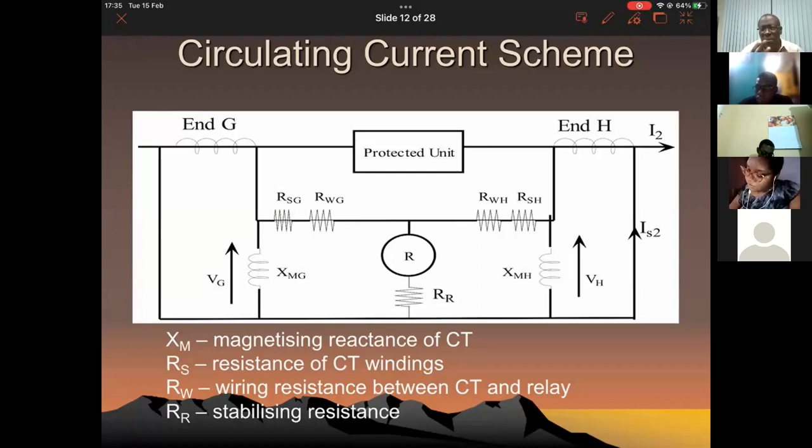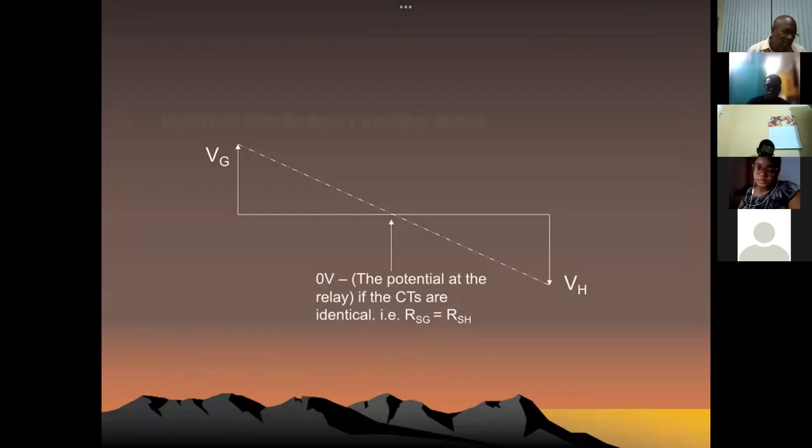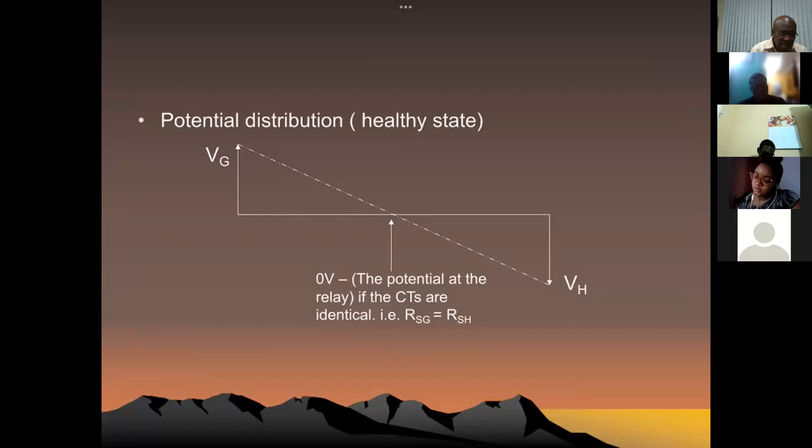We spoke about having ideal CTs, yes? And if we had ideal CTs, then what we will end up having is a potential at the relay of 0. And by identical, it means that the secondary resistances would have been equal. All right? So if we had ideal and identical CTs, then the potential at the relay point would be 0, and so the relay would not operate.